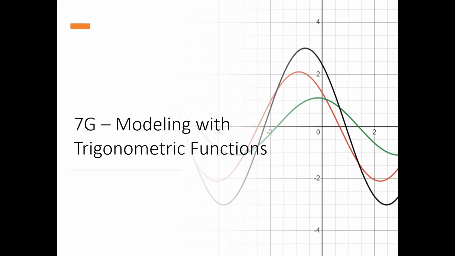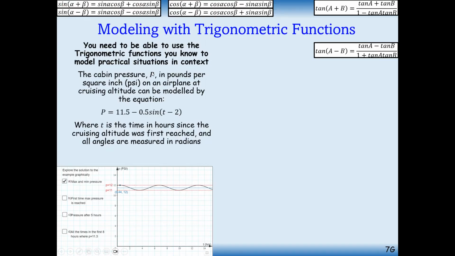Hello, in this final section of the course, we will model a real-life situation with a trigonometric function. So let's read this example and understand it carefully. We were told that cabin pressure in an airplane is modeled by a function p equals 11.5 minus half of sine(t minus 2), where t stands for hours into the journey of the airplane.